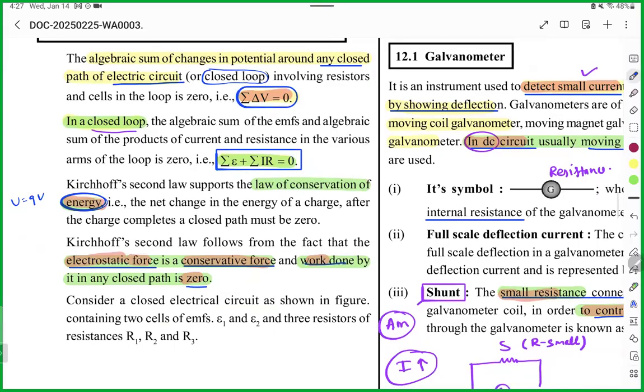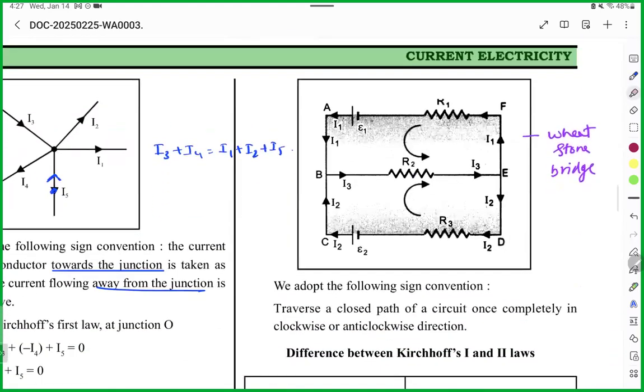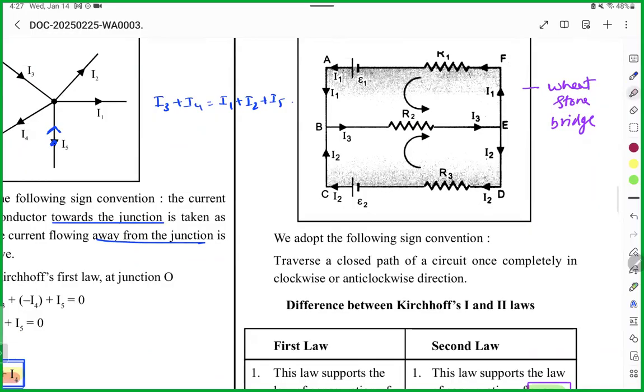In a closed path, net energy will remain same. So it will follow law of conservation of energy. So force will be conservative force. Work done in any closed path remains 0. And you know this. Work done in a closed path is 0. In this case, you have to be very careful about the closed path. Total potential in a closed path will be 0.